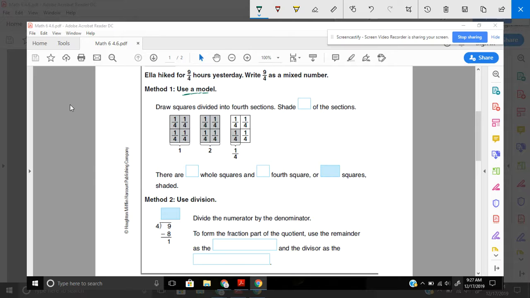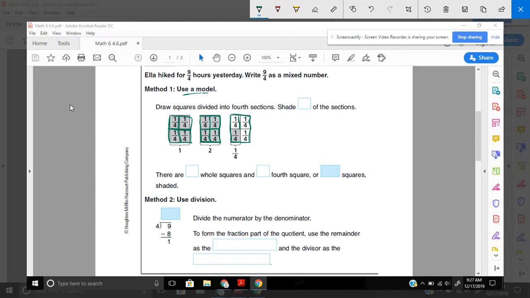Well, think about we're dealing with fourths here. So we're going to draw squares into 4 sections. So you'll see here, this is a square with 1, 2, 3, 4 sections. And each one of these is worth 1/4. 1/4, 2/4, 3/4, 4/4. They repeated it here. We have more fourths. A box divided into fourths. Okay, 1/4, 2/4, 3/4, 4/4. And lastly, one more divided into fourths.